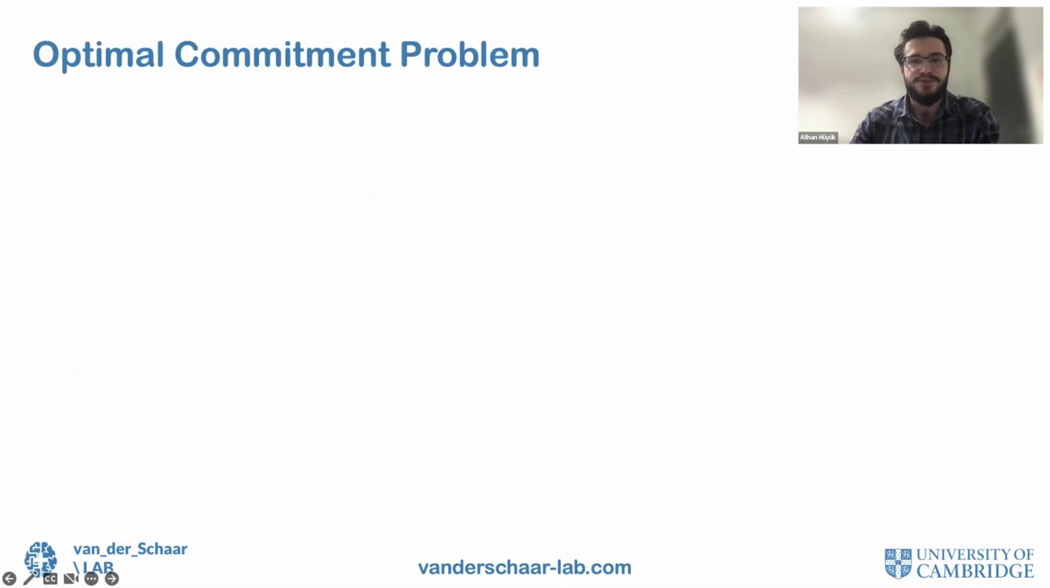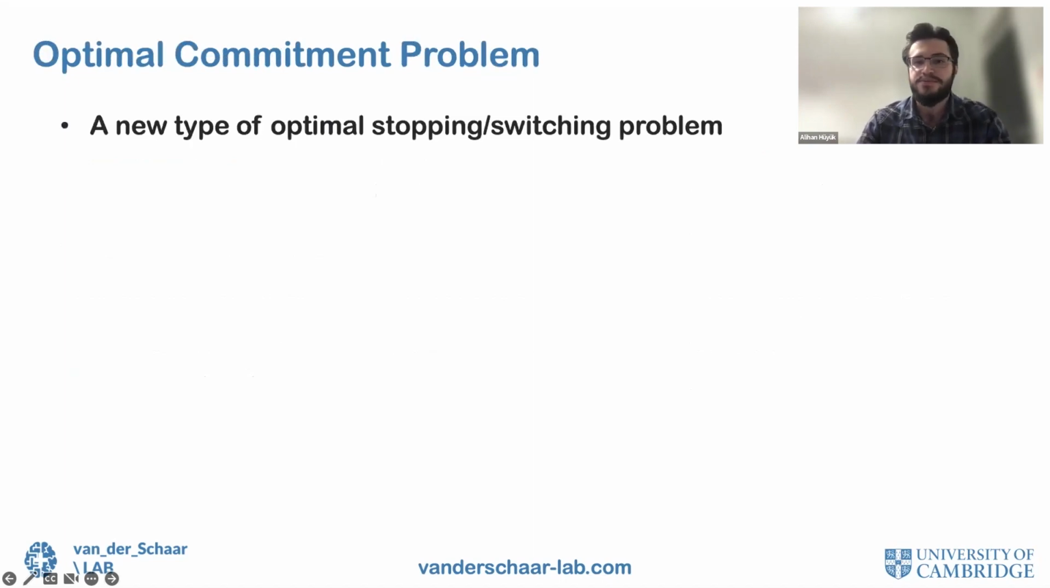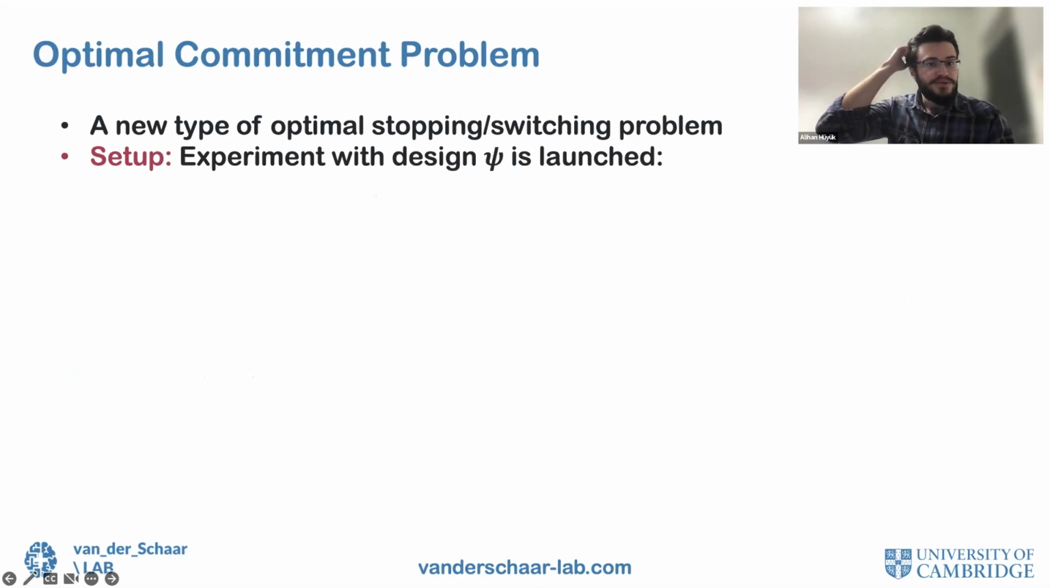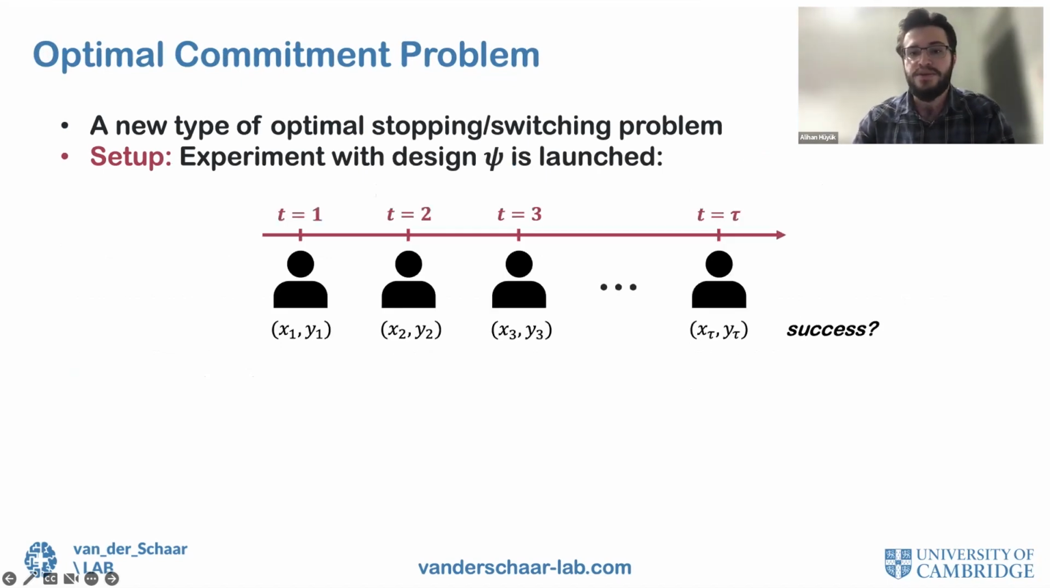So then what is the optimal commitment problem? It's a new type of optimal stopping and switching problem that aims to model this situation and address that. Continuing with the clinical trial example, suppose we have an experiment that has a certain desired size and it is launched. What will happen during this trial is that up to a specified sample horizon, we will see patients arriving one by one. We will see which population these patients belong to. And after assigning a control treatment or a new treatment, we will see what the outcome associated with them are.